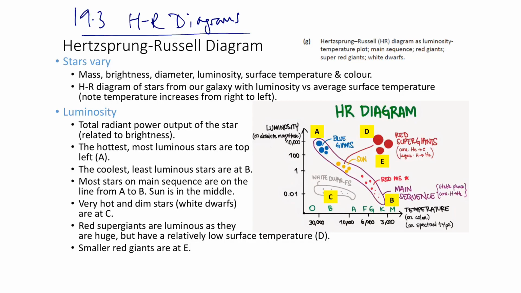Hello everyone, today we'll look at 19.3 HR diagrams. So HR diagrams, Hertzsprung-Russell, and what they do is they show where different stars lie based on their life cycle.